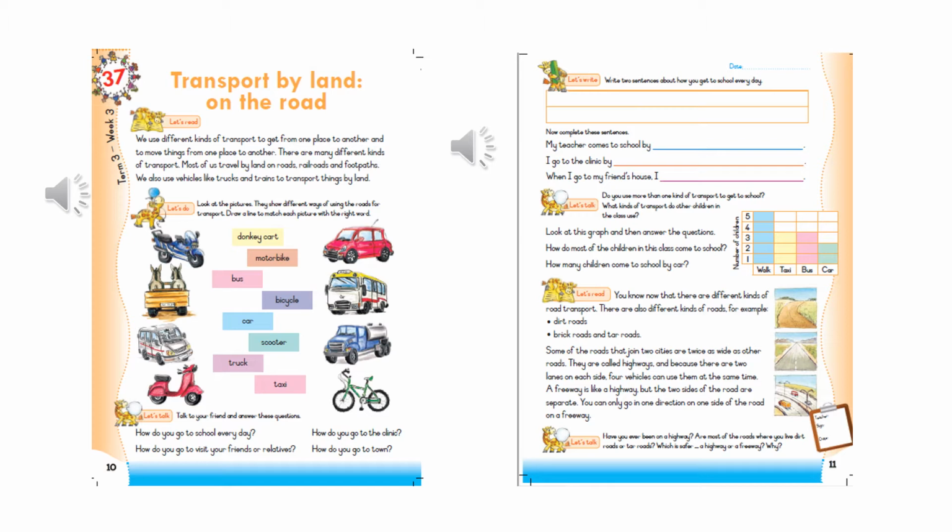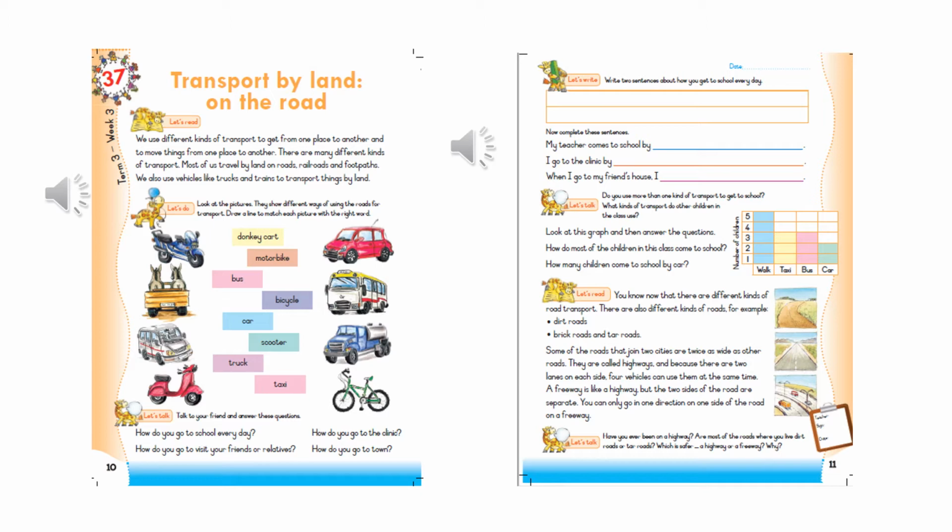We use different kinds of transport to get from one place to another and to move things from one place to another. There are many different kinds of transport. Most of us travel by land on roads, railroads and footpaths. We also use vehicles like trucks and trains to transport things by land.